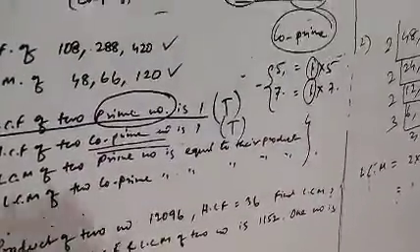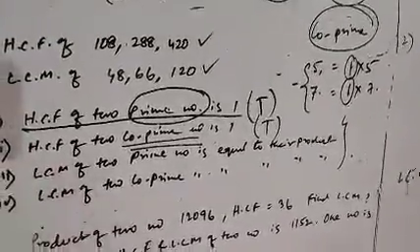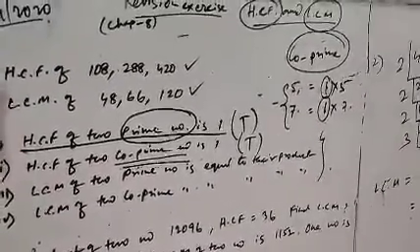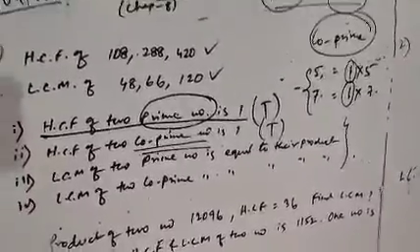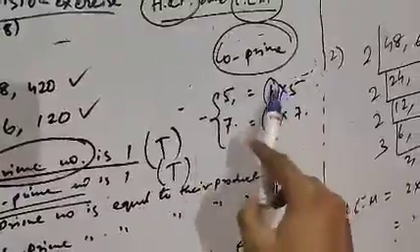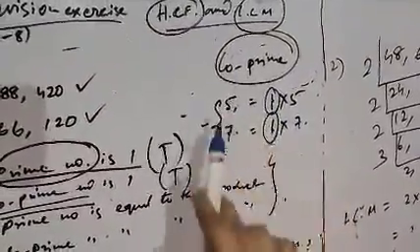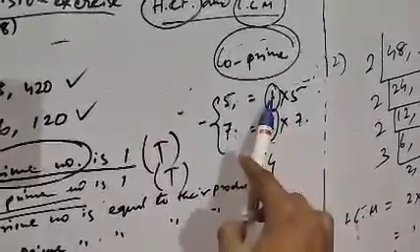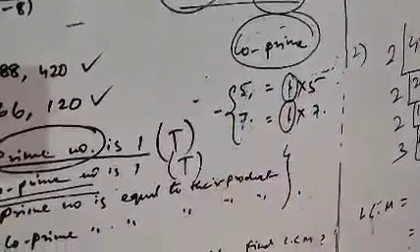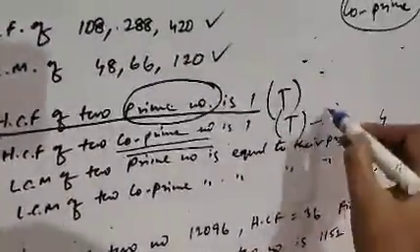Listen carefully. Two numbers are said to be co-prime numbers if the HCF or highest common factor between them is 1. If we break 5, that is 1 into 5, 7, 1 into 7. So the highest common factor between them is 1. So 5 and 7 are co-prime numbers. Clear? Now HCF of two co-prime numbers is 1. This is a true statement.